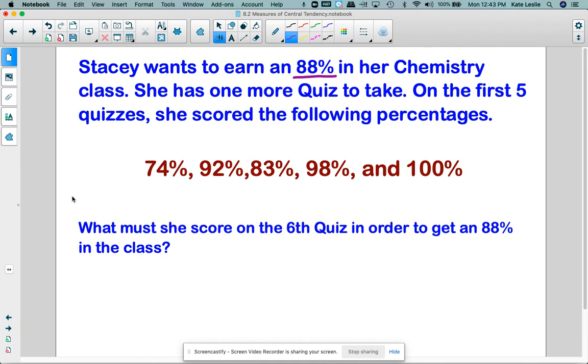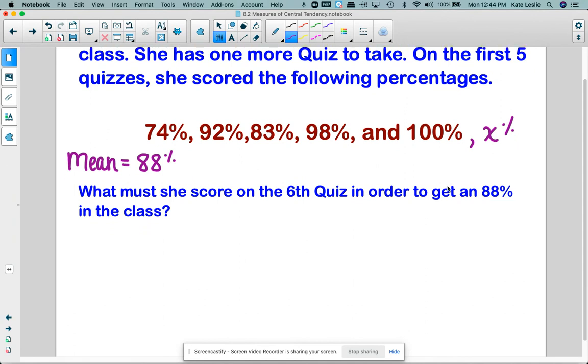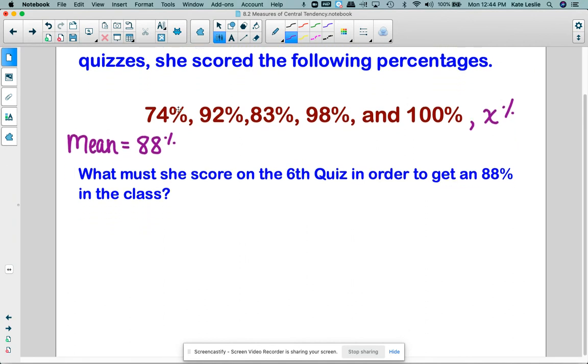Okay, so we are told basically right now that she wants the mean to be an 88%. And we need to know the 6th score, because this is 1, 2, 3, 4, 5, she has one more quiz to take. So I'm going to put x%. We don't know what the 6th one is. So we're going to literally follow the same steps as we did before. You do not need to include the percent signs.